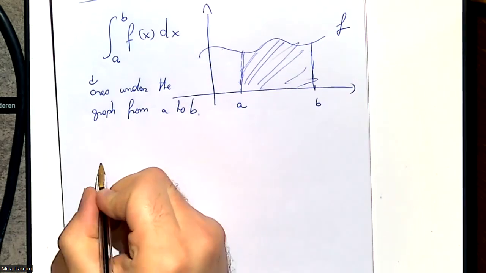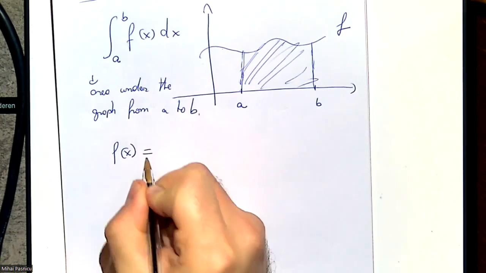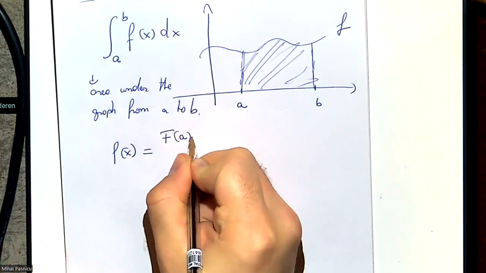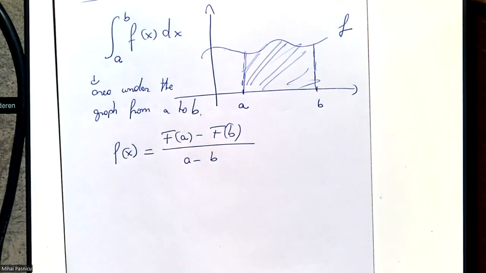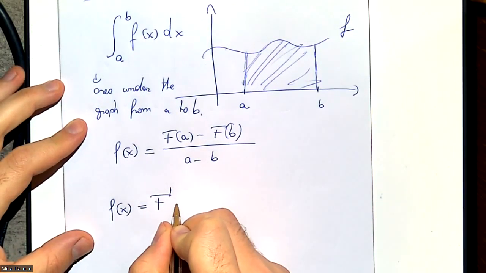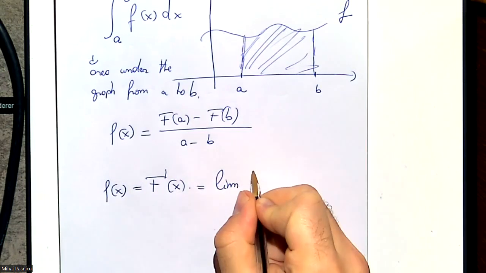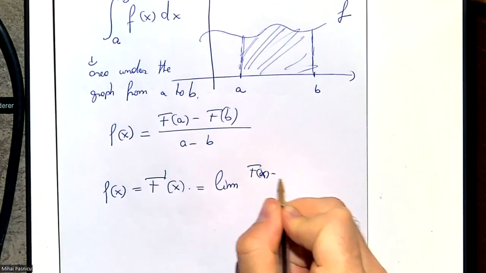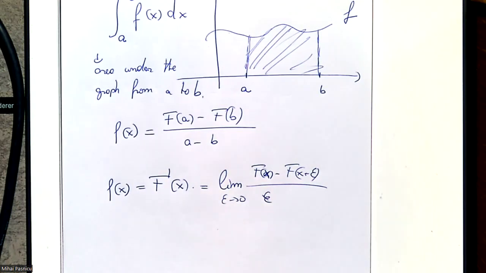So the idea is that you have this f of x as being equal to some f of a minus f of b over some a minus b kind of thing, okay? This is from the slope theorem, which you learned. Now, you have to remember that this is just f prime of x. And then if you write this limit, f of x plus epsilon minus f of x over epsilon, as epsilon goes to zero. Anyway, this is kind of the whole idea.